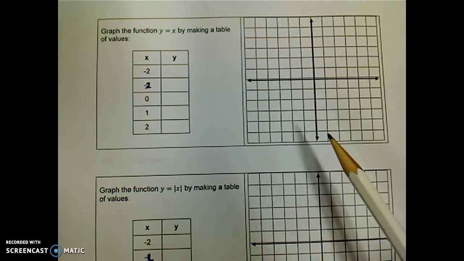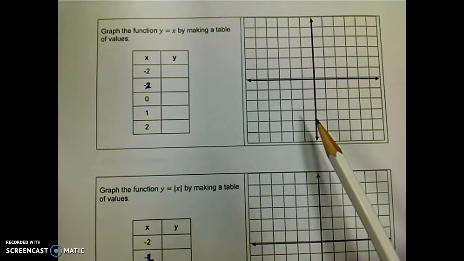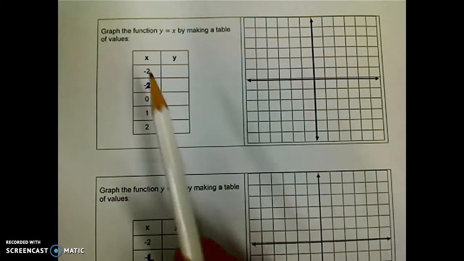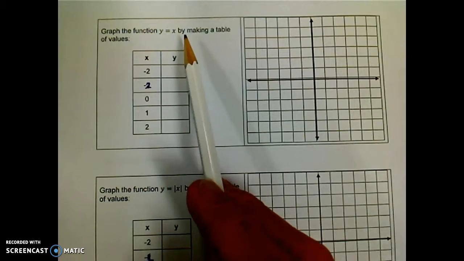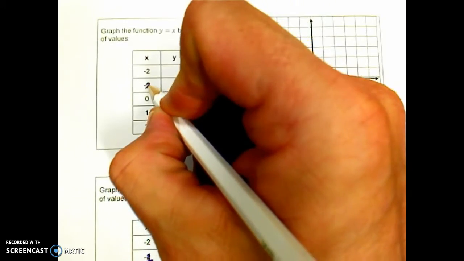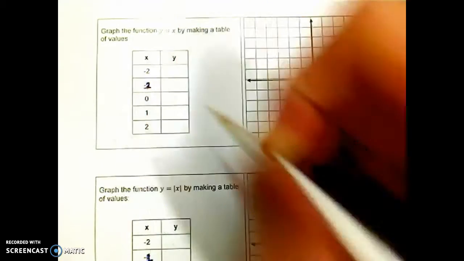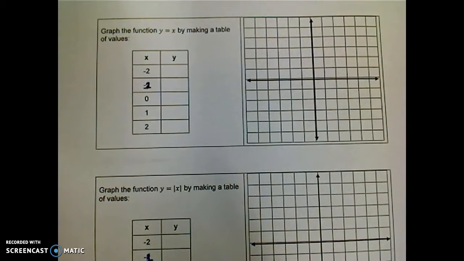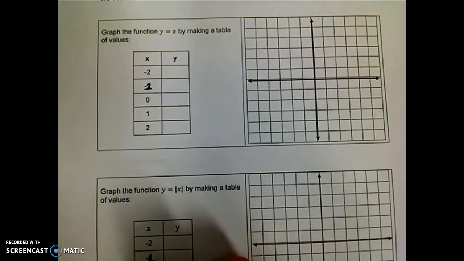In their table pairs, I had them sit down and graph two functions by making a table of values. The function y equals x, and then the function y equals absolute value x. They all played spot the typo, and they noticed that I put -2 twice in the x column. That obviously should be -1.